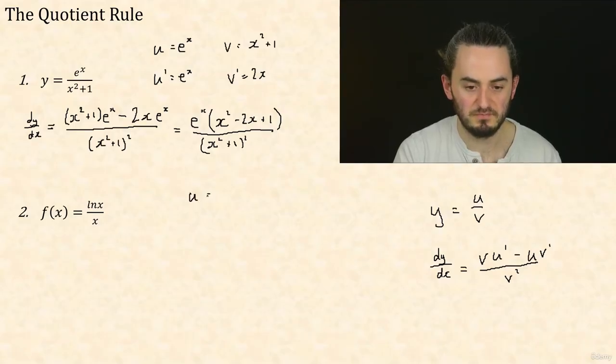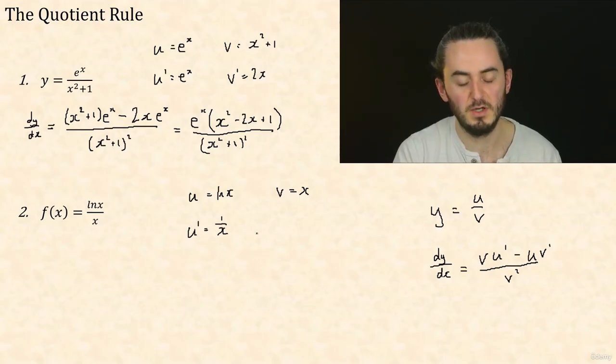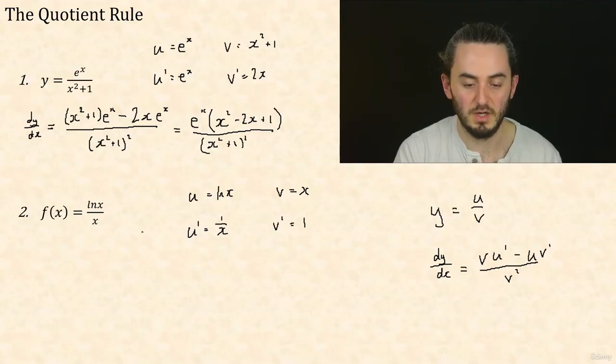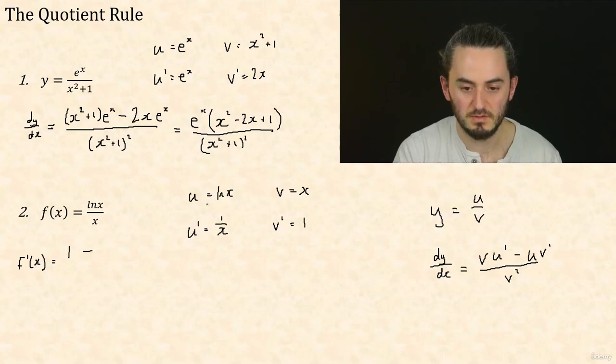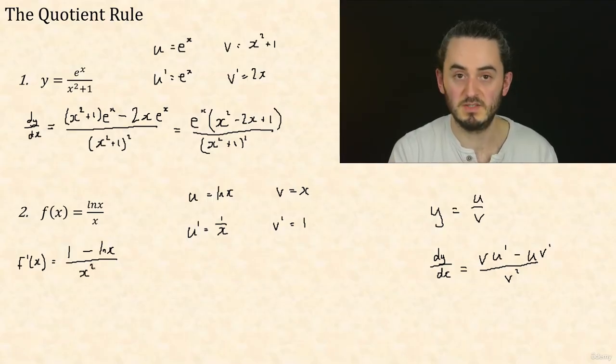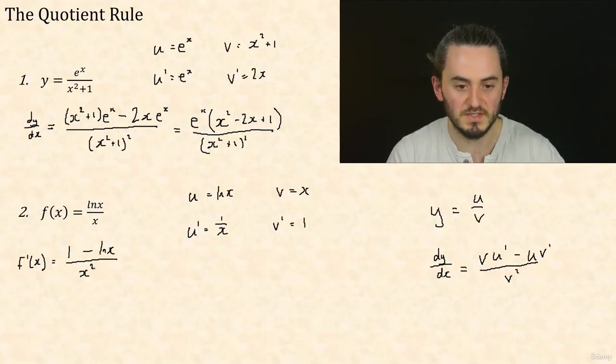Okay, what about this one? Well, my u here is ln x, and my v is x. So u dash is 1 over x, that's the derivative of ln x, and v dash is 1. So the derivative here is v u dash, so x times 1 over x, which is just 1, minus u v dash, so that's ln x times 1, which is ln x, and all of that divided by v squared, and v is just x, so that's all over x squared. So that's quite a nice one. Looks like it's going to be a weird one, but it's actually quite simple.